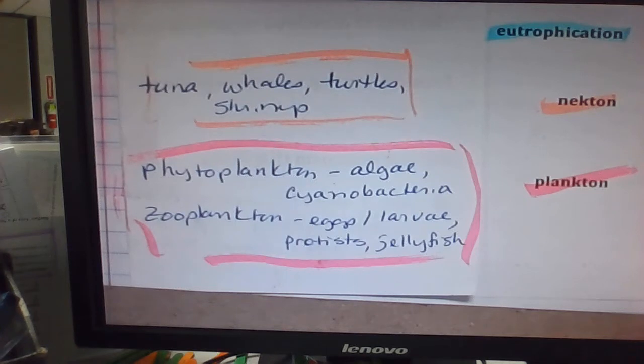Lots of protists, like amoeba, need the more shallow water, but they don't swim freely. So phytoplankton: algae, cyanobacteria. Zooplankton: eggs, larvae, protists, jellyfish.